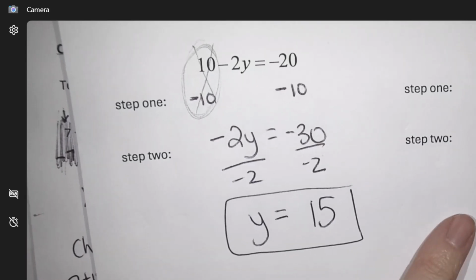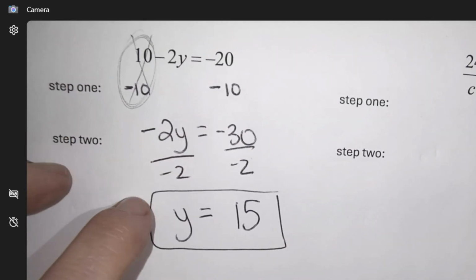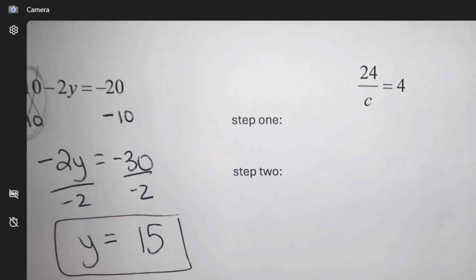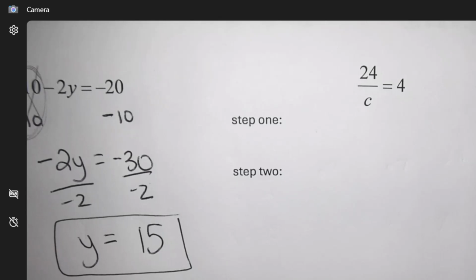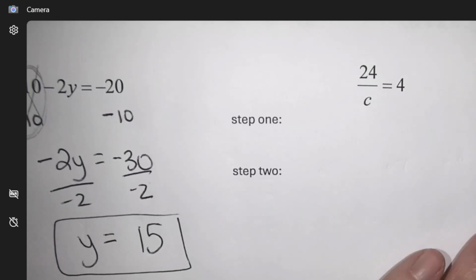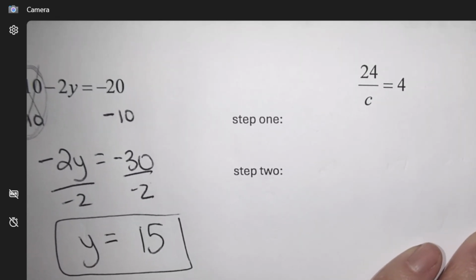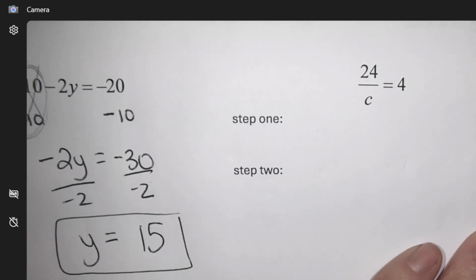I need you to star this one. But I need you to understand the process of getting there. So, why did I put a star beside this? You cannot solve for a variable on a bottom.